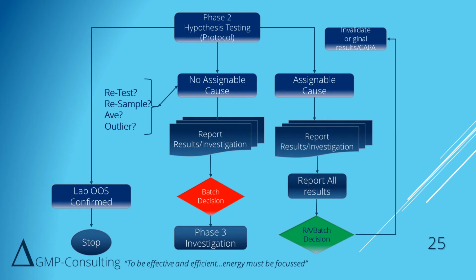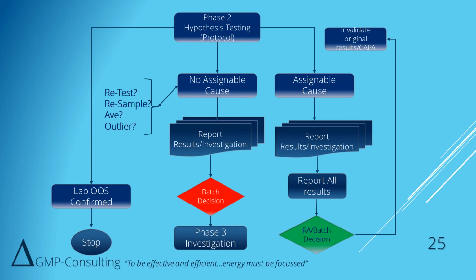So here's an overview of the final process. So we've talked about phase 2, the hypothesis protocol. Taking the left-hand side, for example, the lab confirms the out of spec. Basically, the investigation stops there, and QA have to decide what they're going to do with the batch. In the center route, there's no assignable cause. They've done retesting, resamples, averaging, considered outliers for biological assays only. Report the investigation. Again, batch decision.